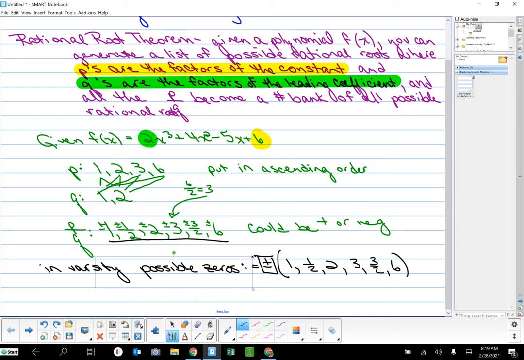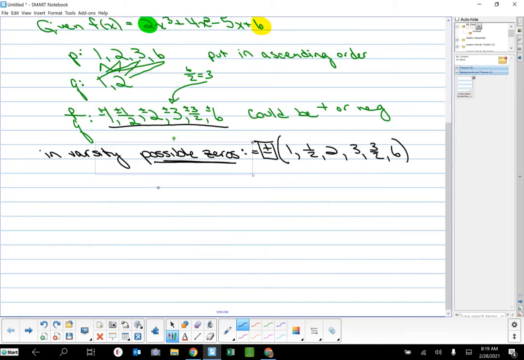Now, what are possible zeros? Those are x-intercepts on the graph. A possible zero is where you would have an x-intercept. So if you were to graph this, one of these numbers is where you would have an x-intercept. That's what we're trying to find, where x equals something. So what we're also trying to do is narrow down.